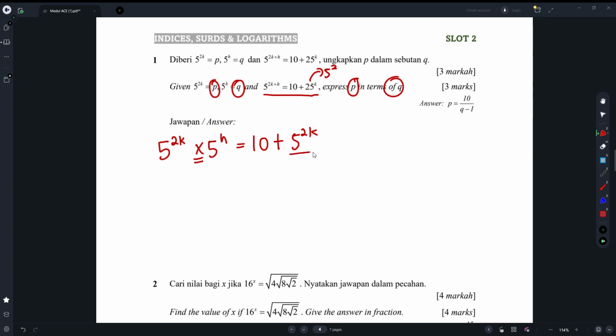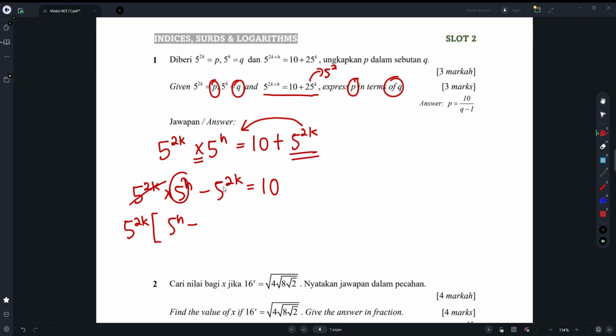And then what I'm going to do, this term, I'm going to bring it to the left hand side. So I'll end up getting 5 to the power of 2k times 5 to the power of h minus 5 to the power of 2k is equivalent to 10. Now I'm going to factorize 5 to the power of 2k. So once I factorize from here, what is remaining is 5 to the power of h here. And when I factorize 5 to the power of 2k, what is remaining here is just 1, equivalent to 10. Now I'm going to do all the substitution inside. I'll substitute all the given information into my latest equation here.